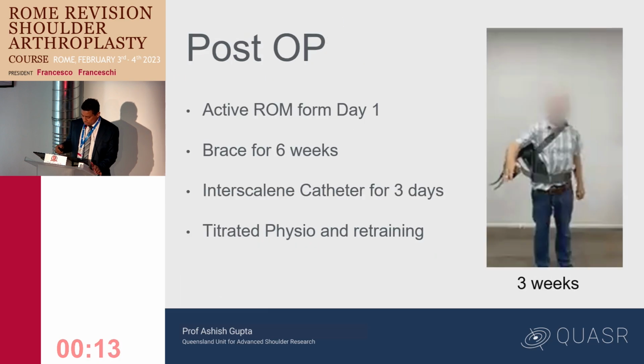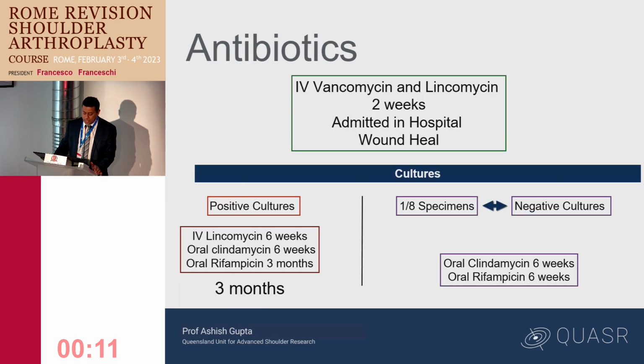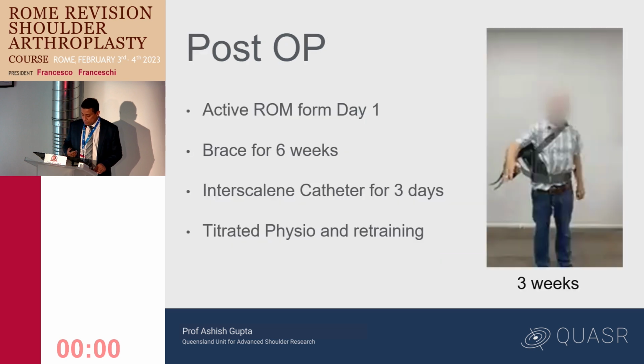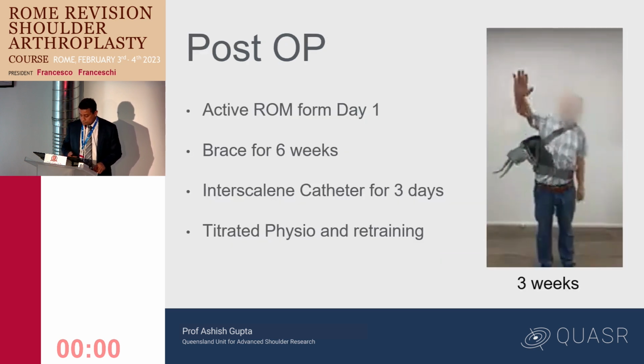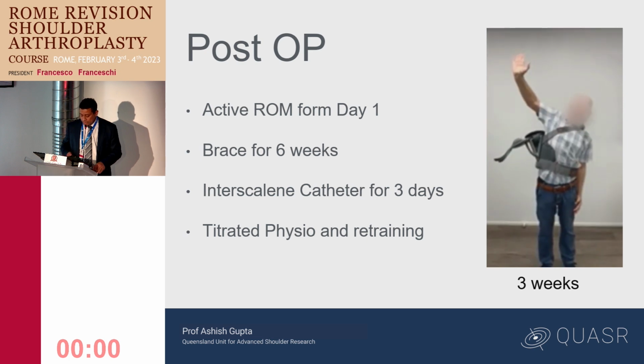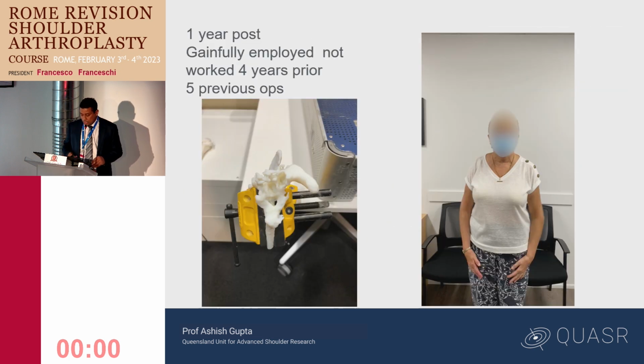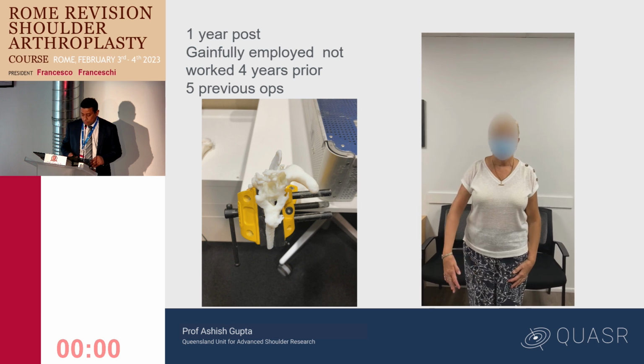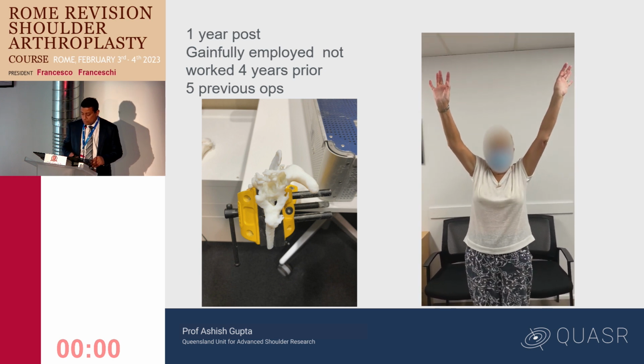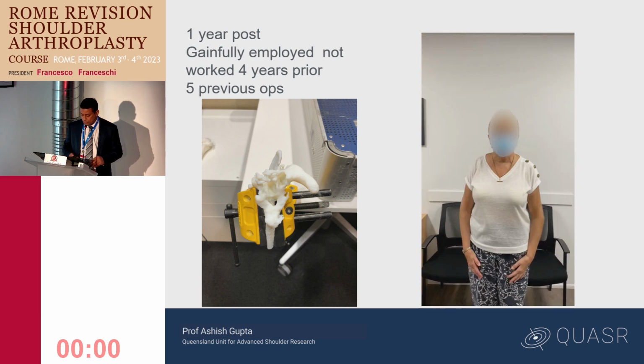So just the last slides. This is my antibiotic protocol. This will vary from everybody across the world, but everybody stays in hospital for 2 weeks for IV therapy. In the meantime, I want the wound to heal up completely, and then based on the cultures, I'd like to give them 3 months of antibiotics. We start range of motion on day 1. I use an interscalene catheter, and we start physio. And generally, even with quite severe defects, you can get really good function with a single stage revision.